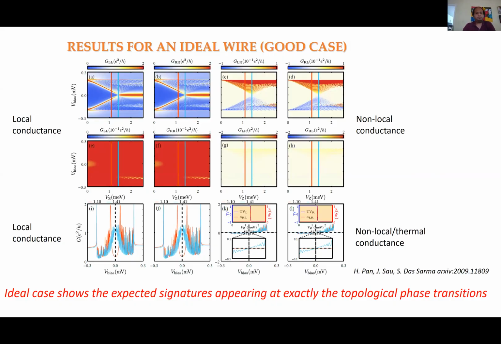In the ideal case, things kind of work, but one worry is that the gap closing signature can be quite weak. So we basically looked at all the measured signatures: local conductance, non-local conductance, thermal conductance, along with the topological invariant of the wire. In theory, you have the advantage that you can compute the topological invariant, which you can't do in the experiment. And so this case all works.